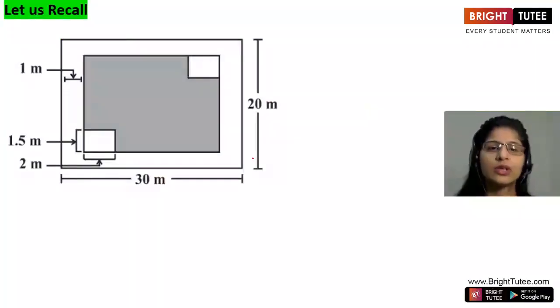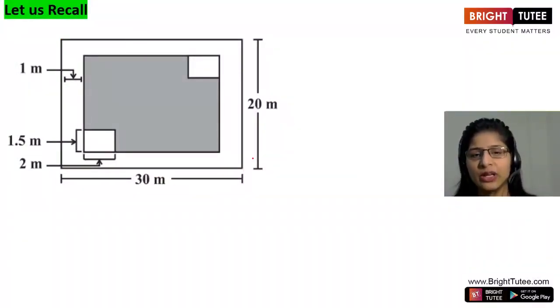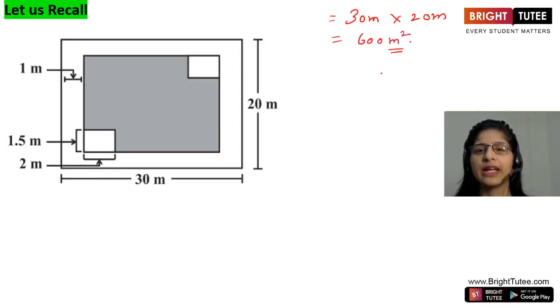If you have a look at this example, this is a rectangular field, and suppose I ask you to find out the area of this rectangular park. So what is the length given? 30. And what is the breadth given? 20 meter. So what will be its area? It will be 600 square meter. The unit of the area is given in square units.